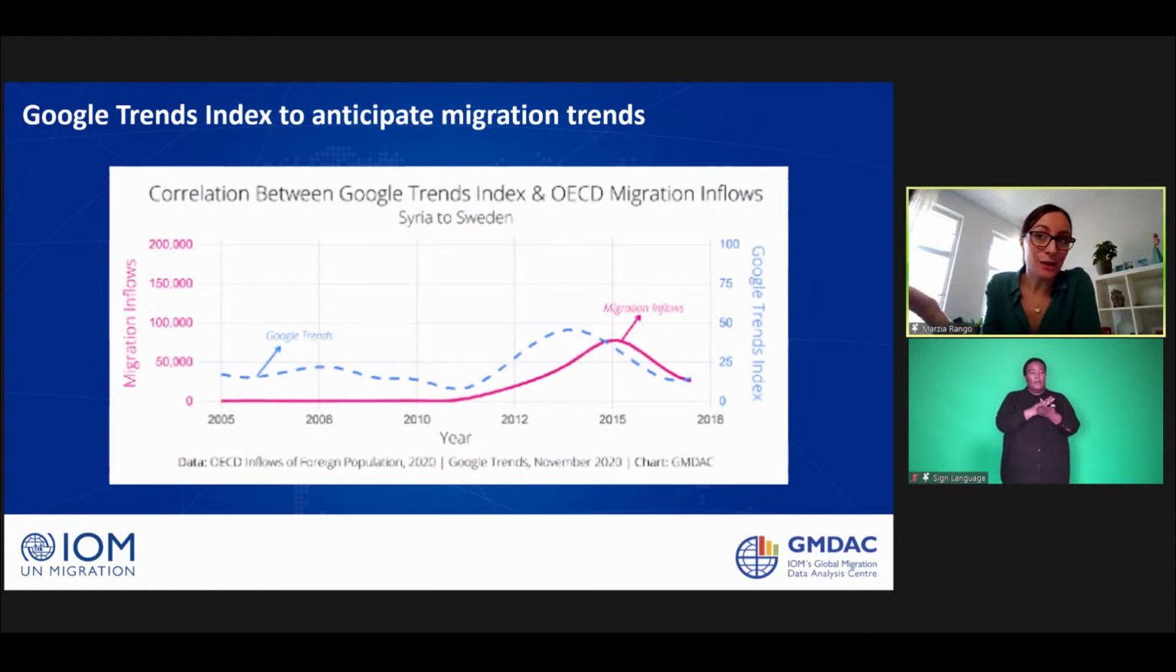In other cases, this correlation is simply not there. So I'm just putting the successful example here, but we have to be obviously mindful of the fact that this is just one of the many tools that could potentially be used to anticipate future migration trends or study migration intentions, but that obviously there need to be other factors taken into consideration as well.